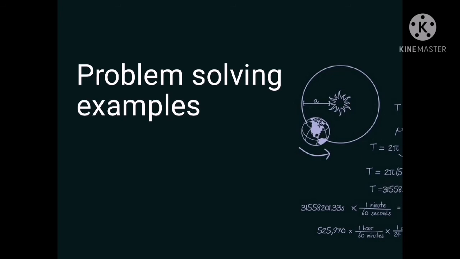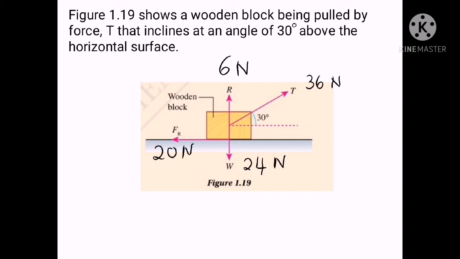Alright, so now we're going to try to solve some problems. Now let's look at this example here. Figure 1.19 shows a wooden block being pulled by a force T that inclines at an angle of 30 degrees above the horizontal surface. My T is 36 Newton. My R, which is my normal reaction force, is 6 Newton. My weight is 24 Newton, and my Fr, which is my frictional force, is 20 Newton.